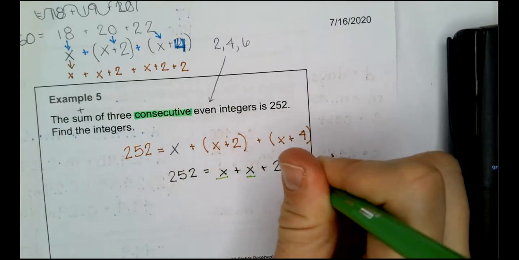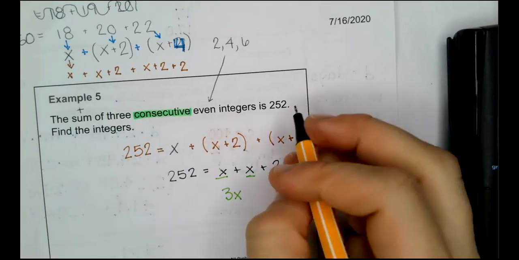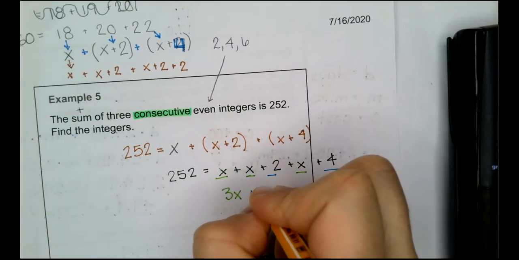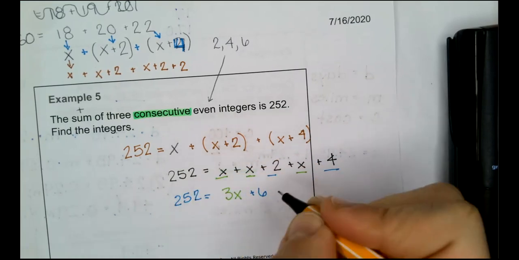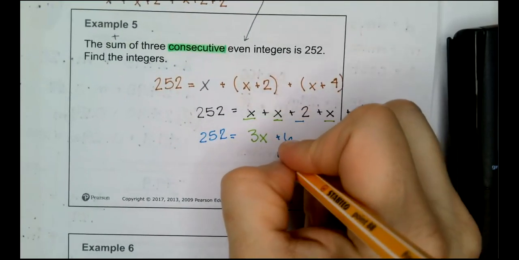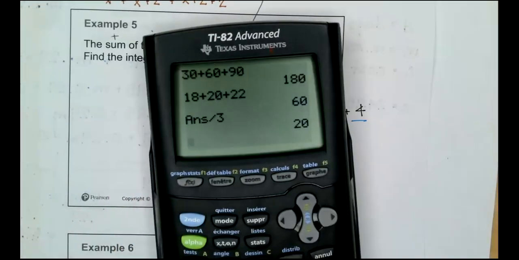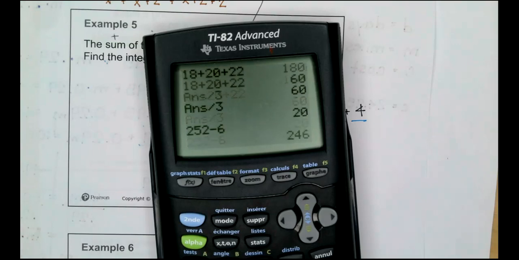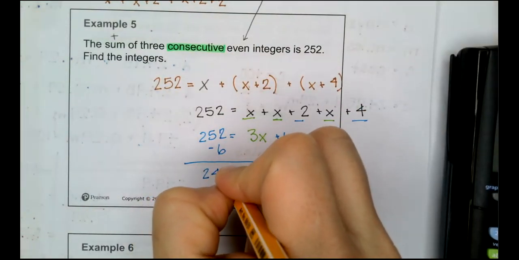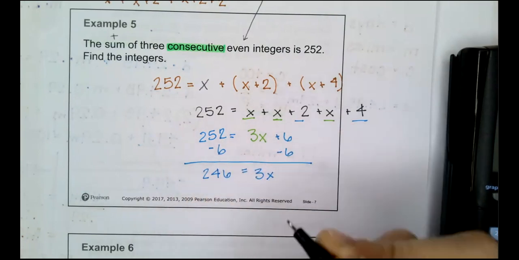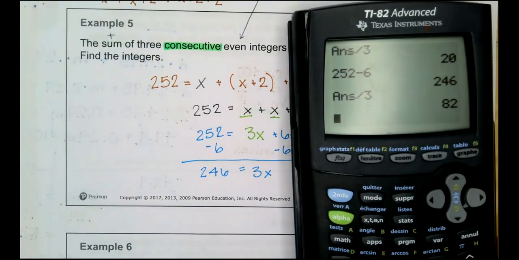X and x and x become 3x. Positive 2 and positive 4 just become 6. 252 stays the same over here. Now I'm just solving for x. Subtract 6, subtract 6. 252 minus 6, 246 is 3x. Divide by 3, and I get 82.